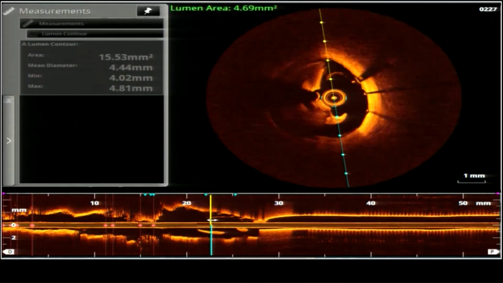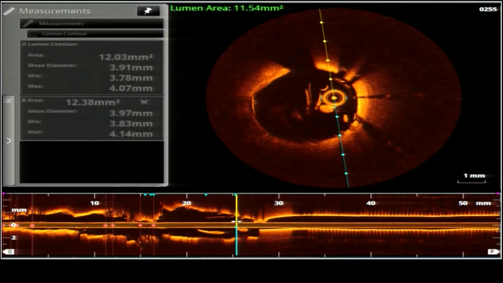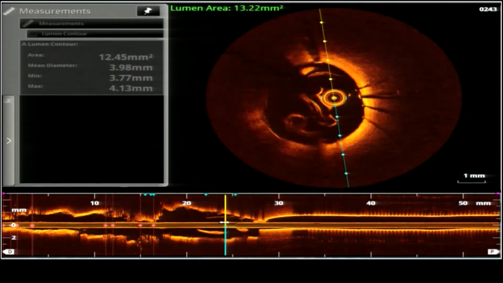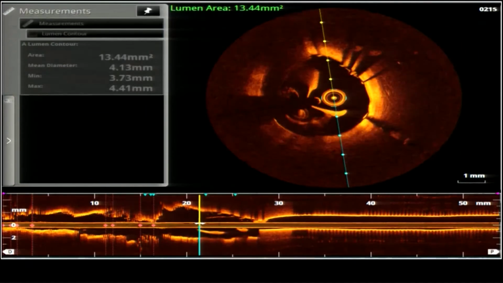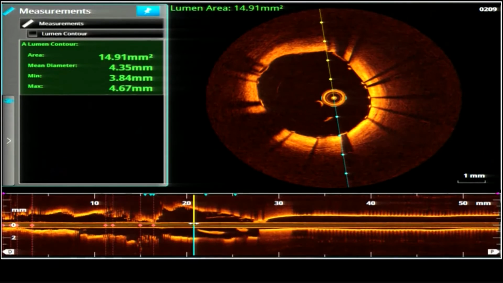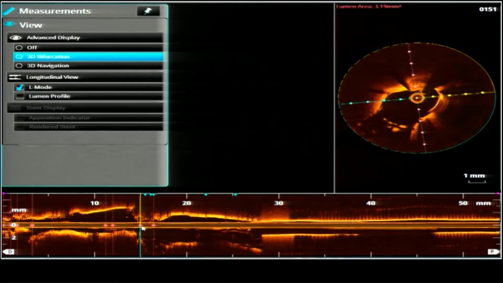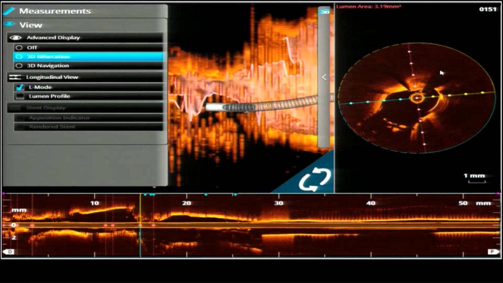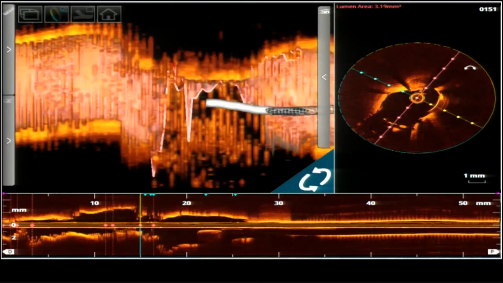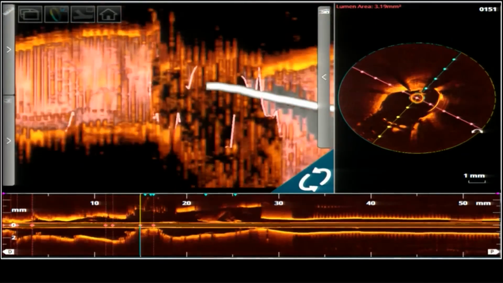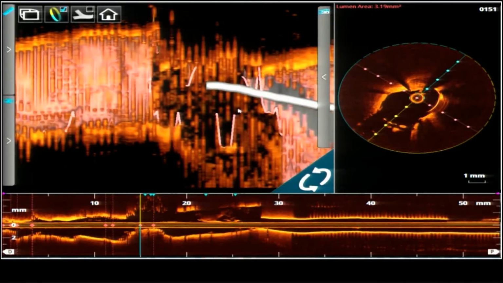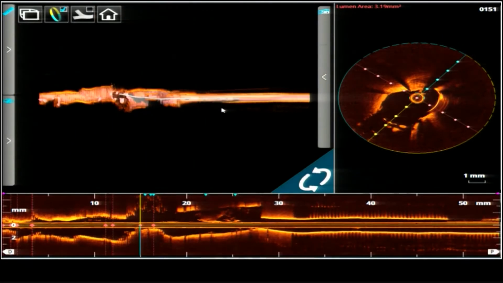I think you should go to the bifurcation point, which we have not done. Go to that LAD circumflex bifurcation point and go still down. Yes, you can see some struts across the circumflex there. Yes, the struts are broken.